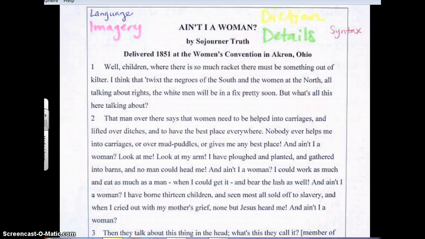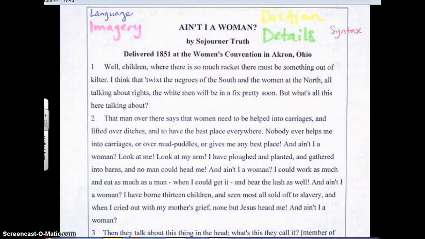Okay, so you should be looking at a copy of a speech by Sojourner Truth called Ain't I a Woman? And we're going to look at this and start looking for our LIDDS again: language, imagery, diction, details, and syntax. Last time we talked about LIDDS and how they can be used for analysis, we were mostly talking about imagery, diction, and details. We're going to expand that and talk about language and syntax as well.